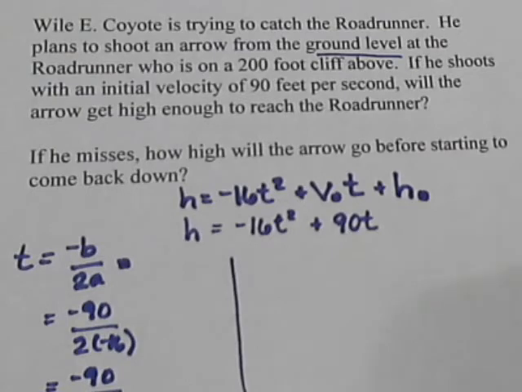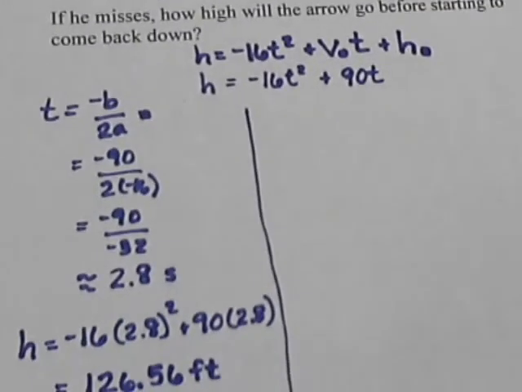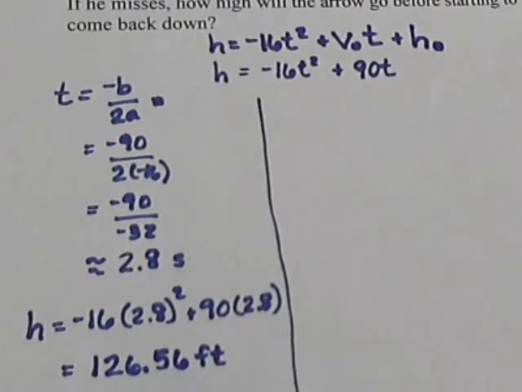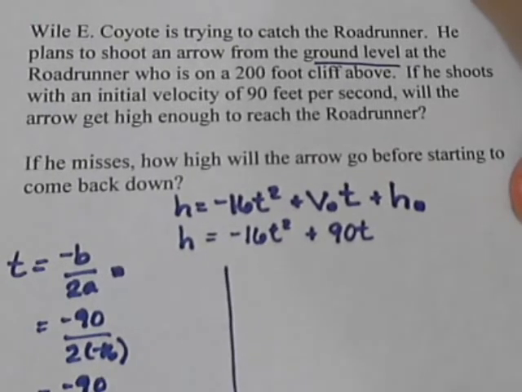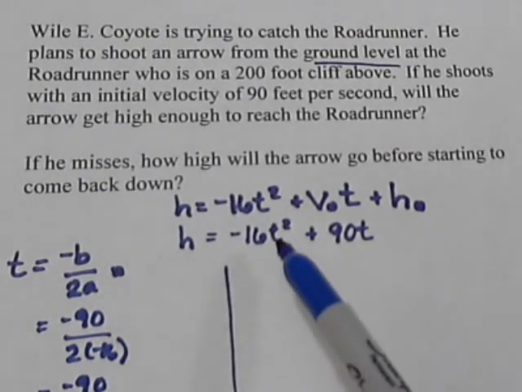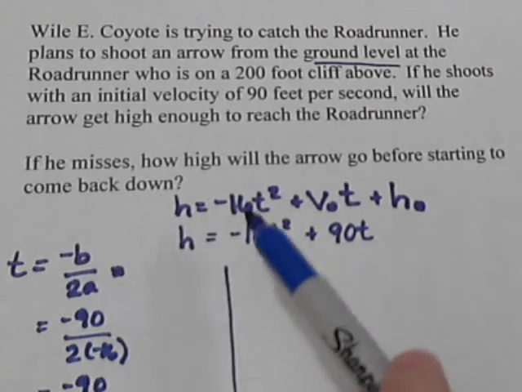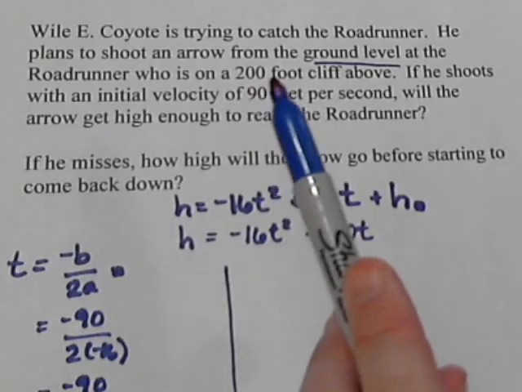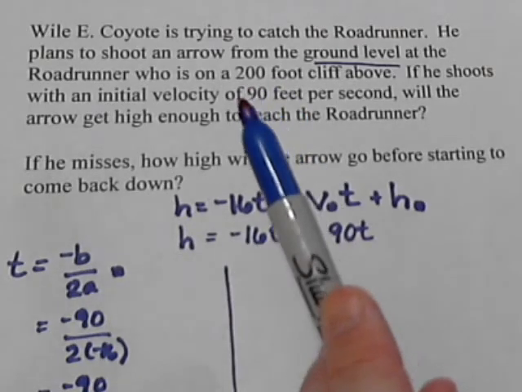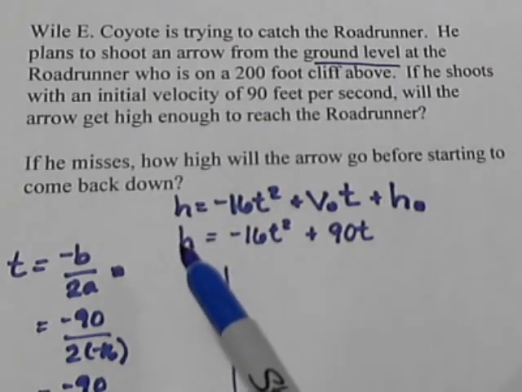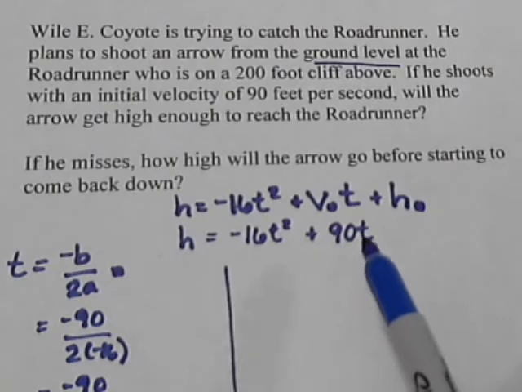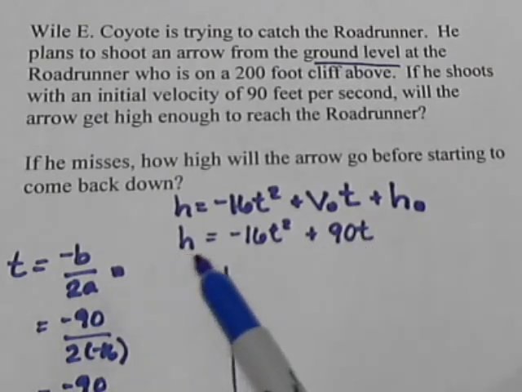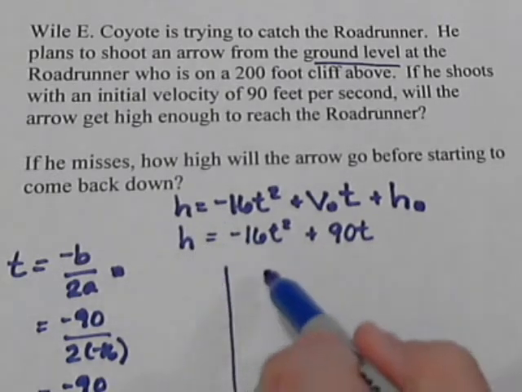Okay, so that's one way we can do this. We can find the vertex, find the highest point, and then determine if it's going to get high enough to hit the Roadrunner. But let's look at another way we could have done this. Let's go back to our original formula, which relates the time and the height. Now we're going to use the 200 because we know the Roadrunner is at 200 feet high. If I put 200 in for h and solve this formula, this will tell me when the arrow will reach 200 feet.